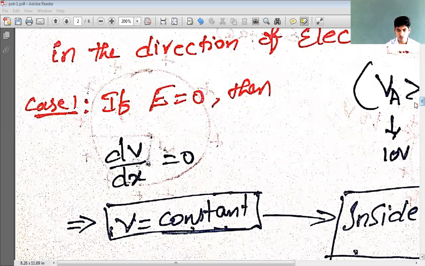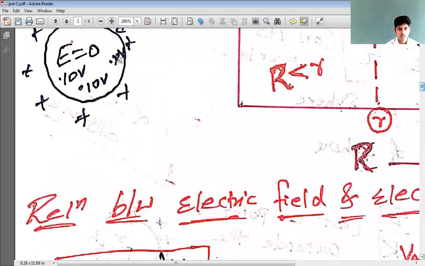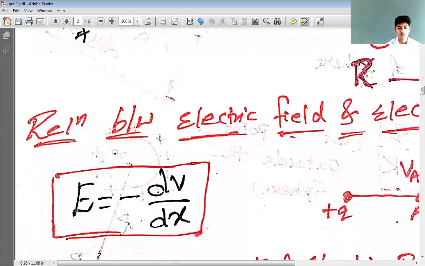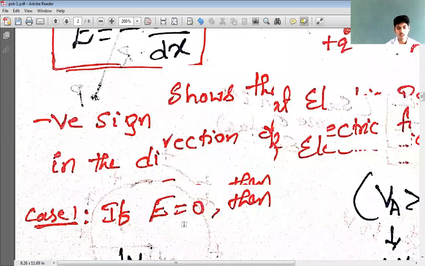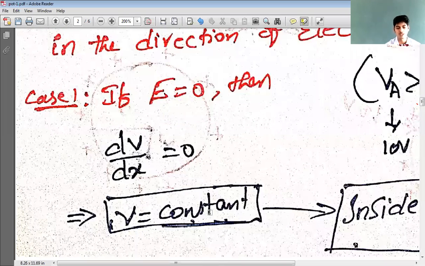Inside a spherical shell, what is the electric field? Inside a spherical shell, electric field is 0. So potential should be, electric field 0 equal potential constant ಇರಬೇಕು. Constant ಅಂದ್ರೆ ಎಷ್ಟಿರಬೇಕು?